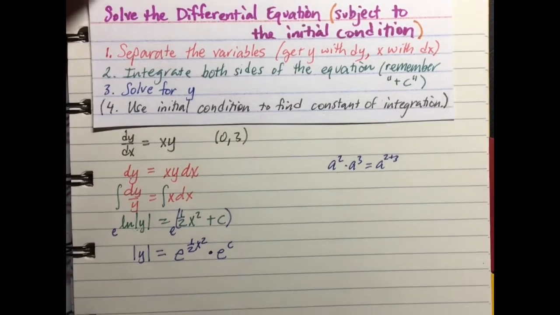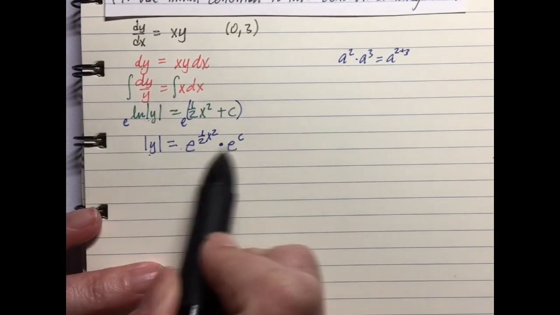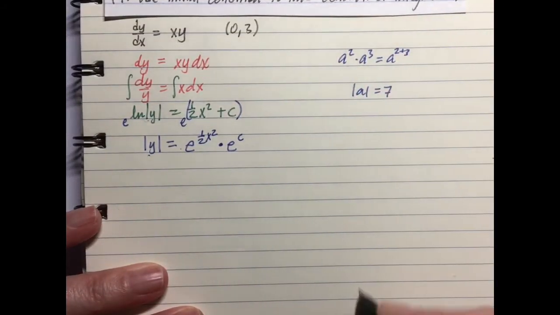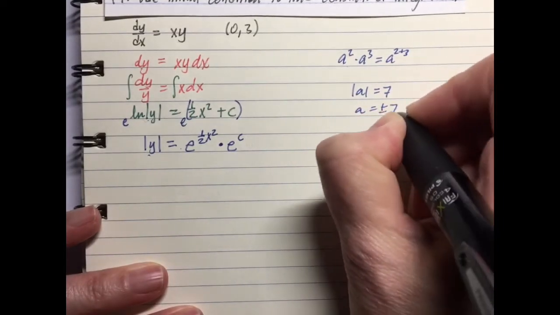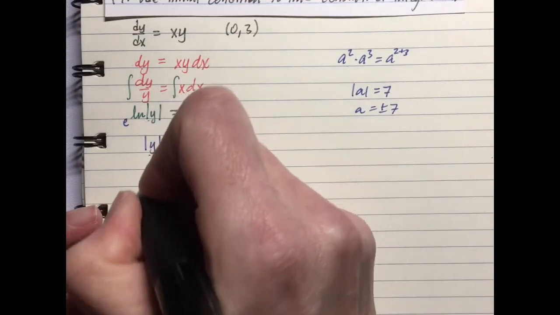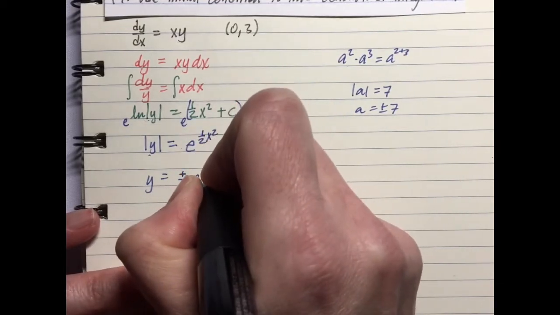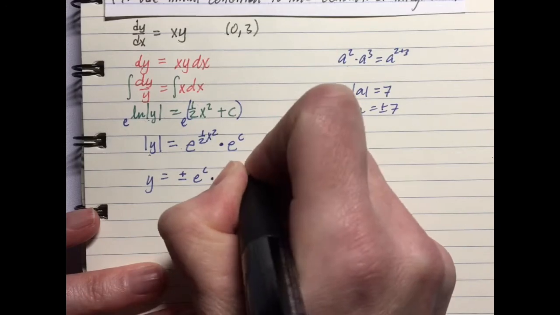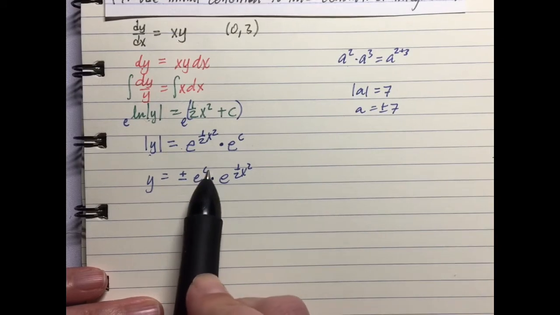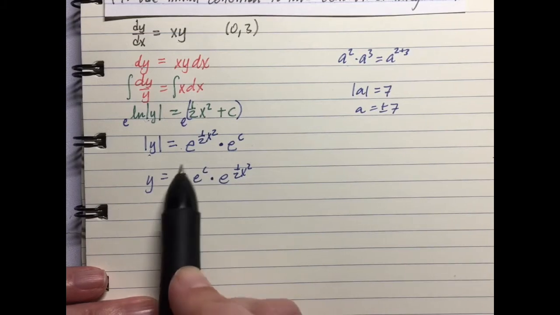Okay, continuing here, I'm going to slide this up. So I have absolute value of y equals this thing. Now, if I had absolute value of a equaled 7, I would know that a was either positive or -7. So the way we get rid of that absolute value is a plus or minus on the other side. So y equals plus or minus, and I'm going to rearrange, and I have a good reason, e to the c times e to the 1/2 x squared. Okay, remember how c is a number? Well, e to the c is still a number. And if that number is positive or negative, it is still a number.